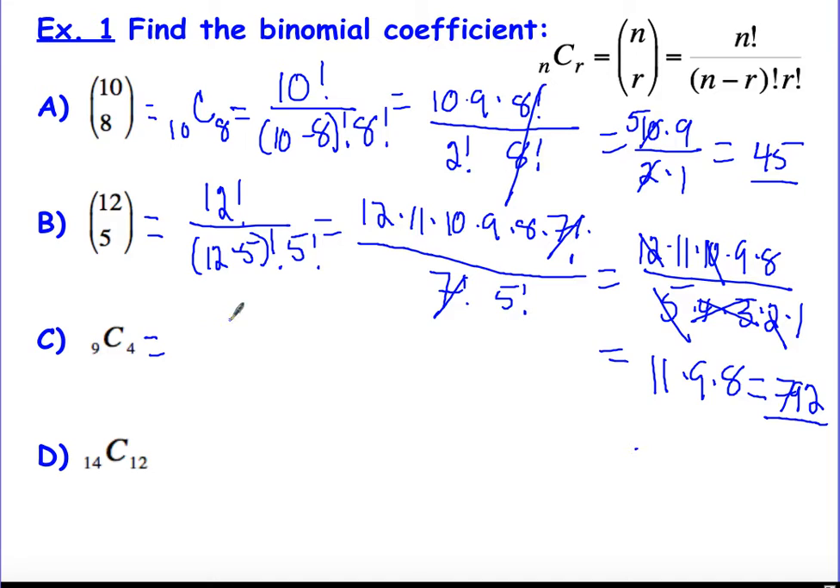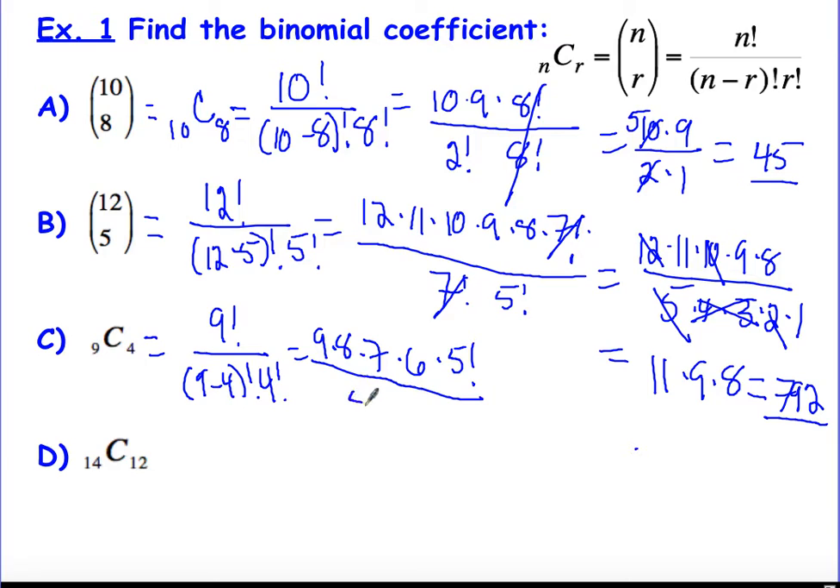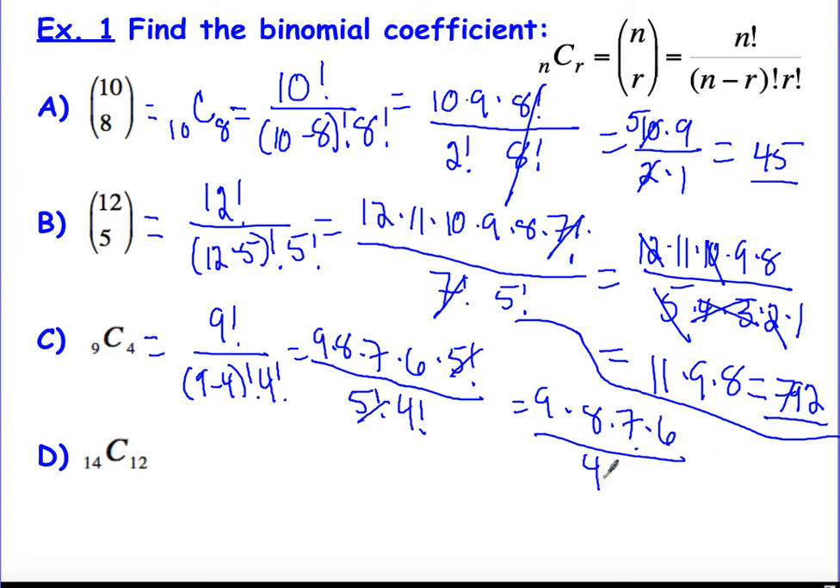So here we have 9 choose 4. So we're going to take 9 factorial over 9 minus 4 factorial times 4 factorial. So we have 9 times 8 times 7 times 6 times 5. I'm going to stop here. You'll see why. So we have 5 factorial over 4 factorial. So this cancels this. And now I have 9 times, let me draw one under here so you don't get mixed up, times 8 times 7 times 6 all over 4 times 3 times 2 times 1.